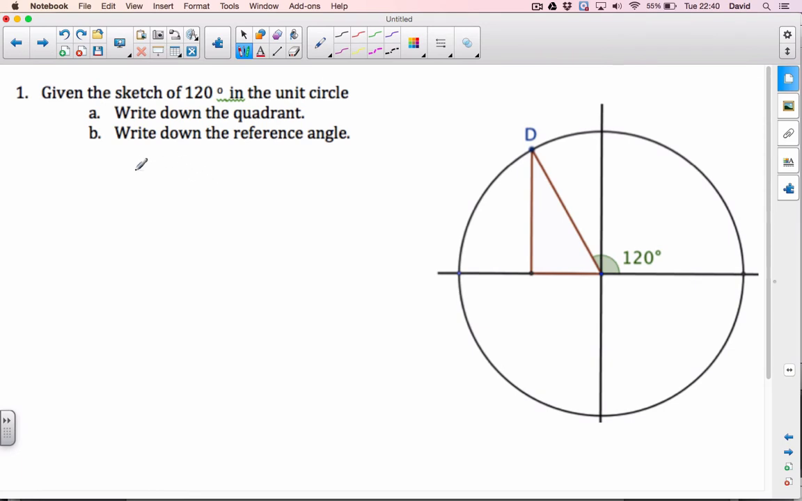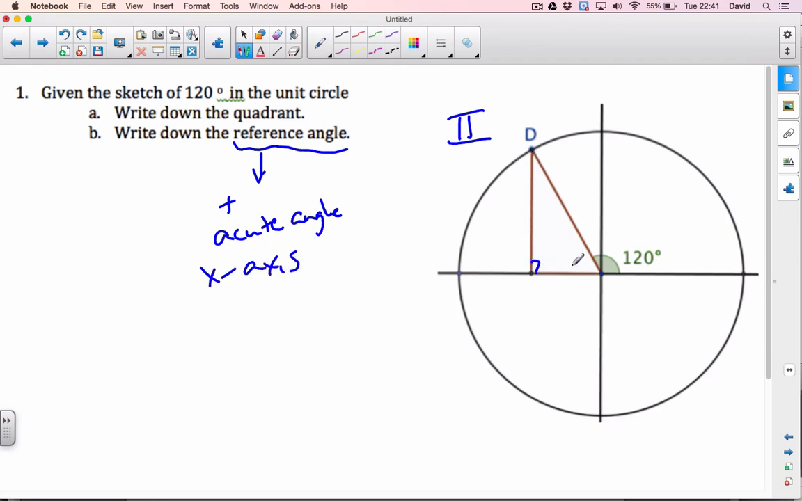Okay, so number 1 says, given the sketch of 120 degrees in the unit circle, so here's 120 degrees, write down the quadrant. So this quadrant is the second quadrant. And we're going to write down the reference angle. Well, the reference angle is always a positive and acute angle made with the x-axis. So that's why I always say draw this perpendicular line down. And so this angle is my reference angle.